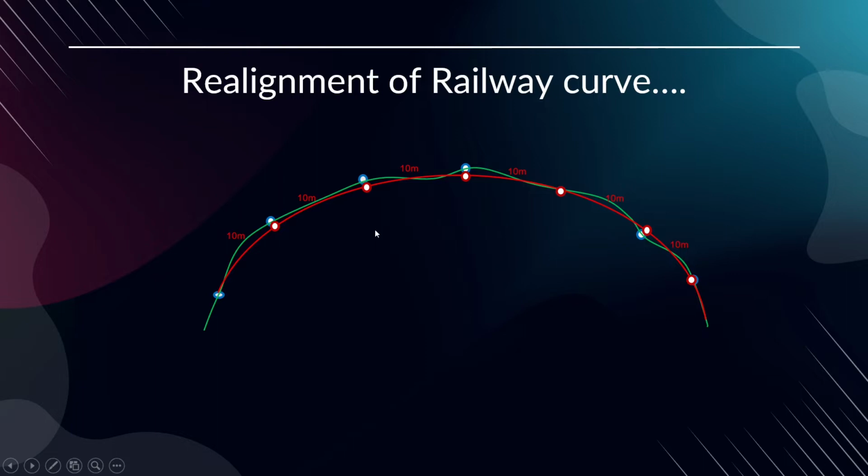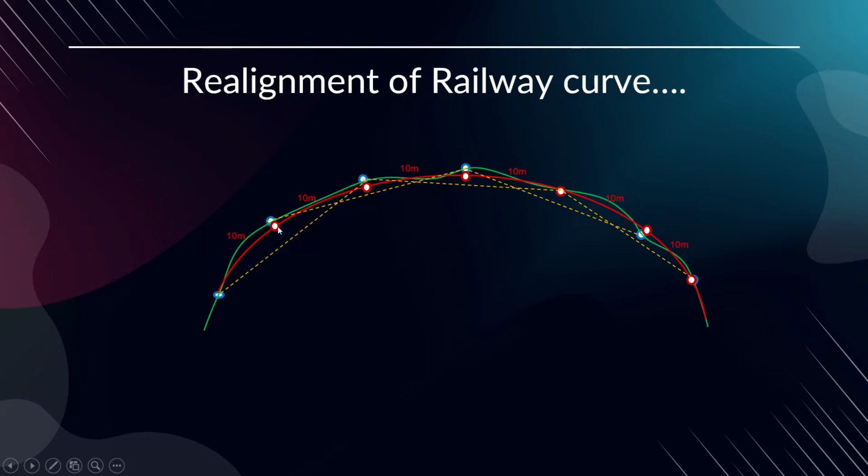So to bring the alignment to the proper alignment, what is to be done? We need the amount of slew, because this green one is the existing alignment, and the red one is the proposed alignment. So we should be able to find out how much correction we have to give to each and every station. If you take here, you see this is your existing alignment, this is your proposed alignment. So we have to bring the station inward. So we have to find out the amount of slew, how much.